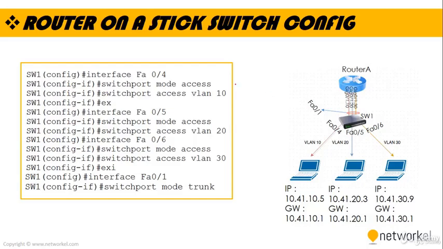On the switch side, on the related interfaces, I'm assigning my VLANs to the interfaces, as you can see. For example, interface Fa0/4 will belong to VLAN 10, Fa0/5 will belong to VLAN 20, and Fa0/6 will belong to VLAN 30. Then FastEthernet0/1 will be configured as a trunk port because that's going to carry VLAN 10, 20, plus VLAN 30.